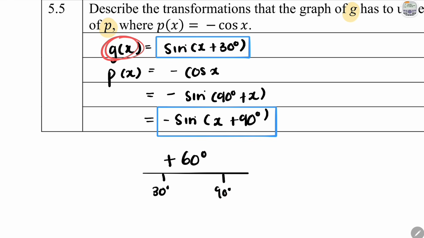When adding 60 degrees, what kind of transformation is this? And remember, we are adding to the x. So if we're adding to the x, this is a left or right shift, but we are adding 60 degrees. When you add, we're shifting to the left. So this means that to get from x plus 30 degrees to x plus 90 degrees, we first shifted the graph 60 degrees to the left.